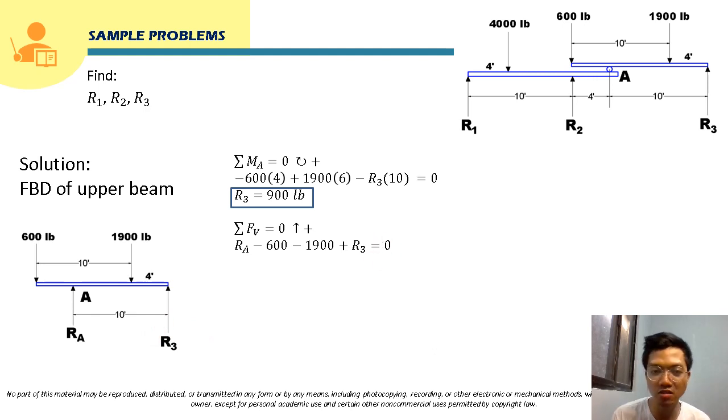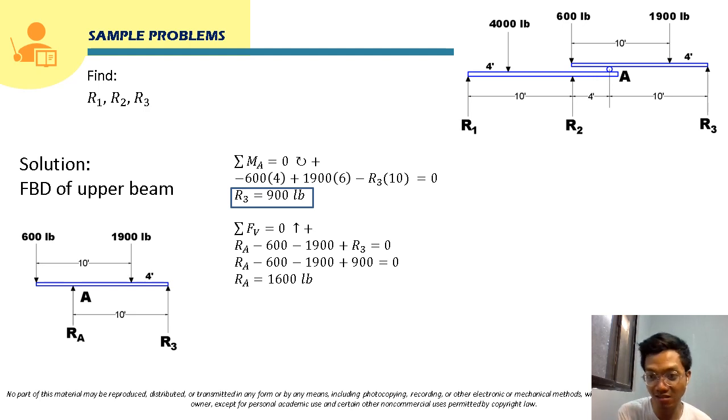Since we already solved for R3 and that is 900 pounds, we will just substitute that. Solving for RA, that will just be 600 plus 1,900 minus 900. So we transpose already, no? So that we can solve for RA. That will be 1,600 pounds. So this will be the RA.